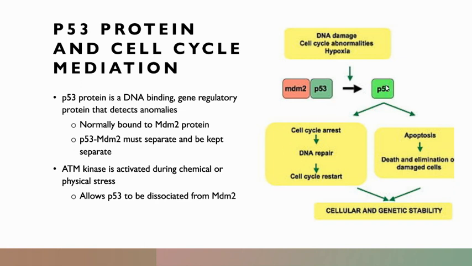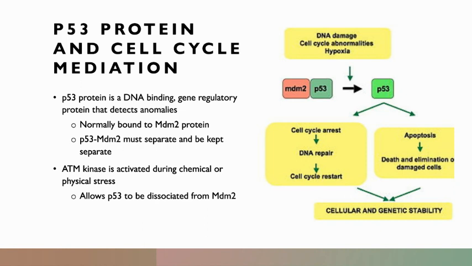So once these two are split up, P53 can go in and say, hey, is this something we can repair and restart, or is this something where apoptosis needs to happen? By having this protein do this, it helps with cellular and genetic stability. It is important for cellular and genetic stability to have that protein kind of walking around and making sure things are doing what they're supposed to be doing.